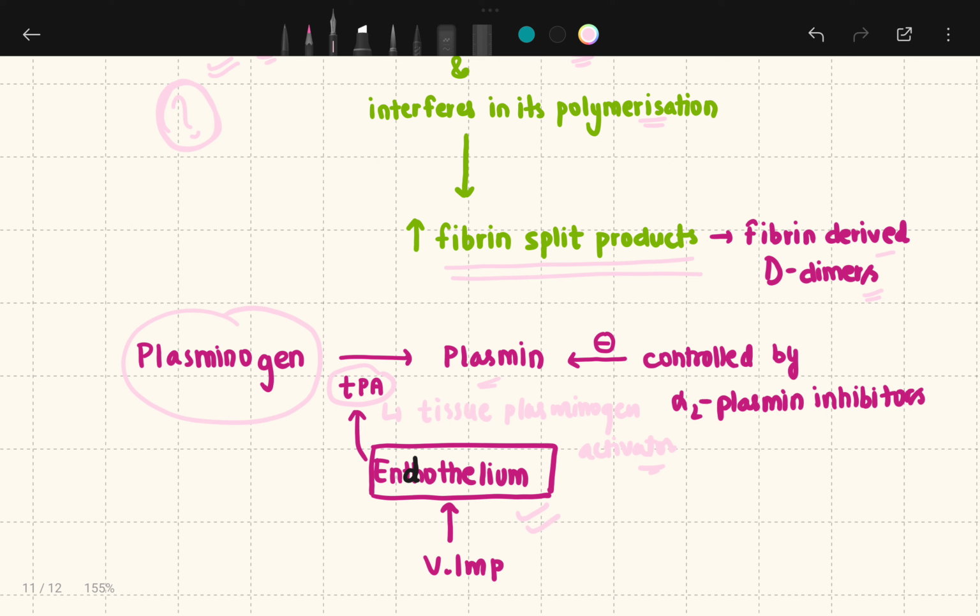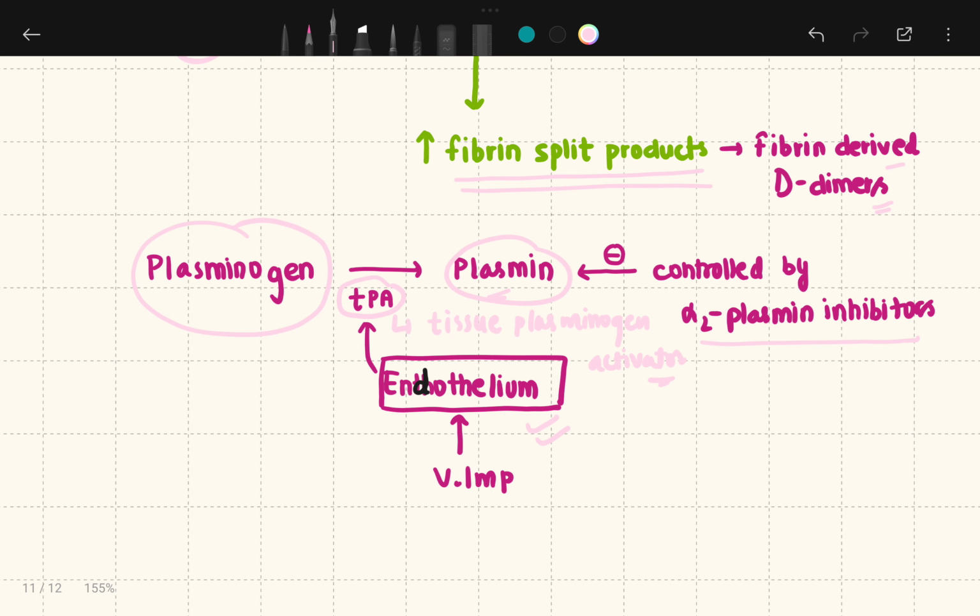Now we know that plasmin is going to interfere in the polymerization and break the fibrin threads. So how is this plasmin getting controlled? We need to keep everything in balance, right? So we need to control the plasmin activity also. Plasmin activity is controlled by alpha 2 plasmin inhibitors. Endothelium is very important over here in the anticoagulation mechanism as well as the coagulation mechanism.